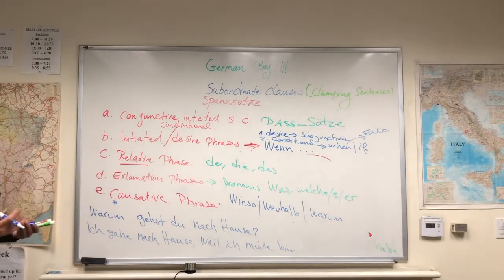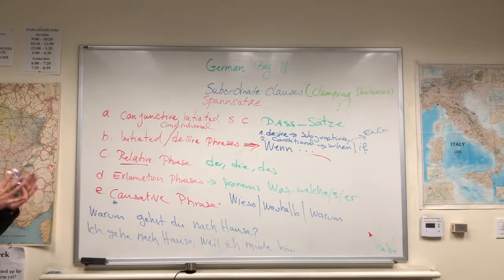Now I'm bringing the reason why I'm going home. This is a justification phrase. Warum gehst du nach Hause? Why do you go home? Why are you going home? Ich gehe nach Hause, weil ich müde bin. I go home because I'm tired. As you see, the verb comes at the end of the phrase.